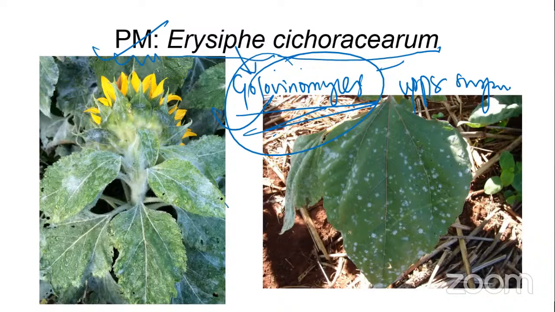The same here: in case of downy mildew, the underside surface of the leaf had downy growth, but here the upper surface has high powdery growth. Okay, so usually it will be powdery in nature, right? Then the plant, usually if it is at an early stage, will be stunted, and of course the yield will be reduced, because the photosynthetic area is covered by the mycelia, right? So it will not allow effective or efficient photosynthesis, right?